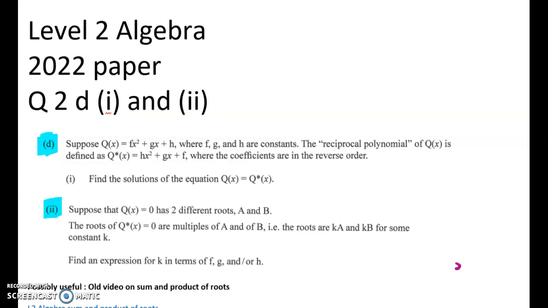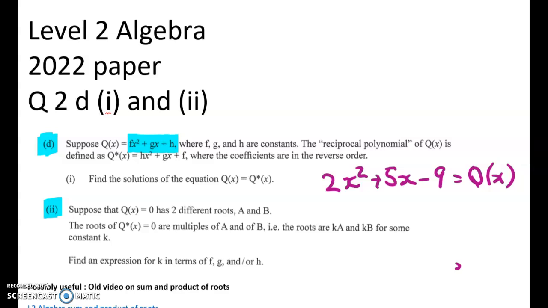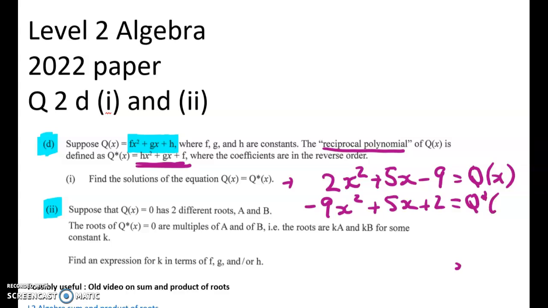We've got Q of x, which is equal to fx squared plus gx plus h. F, g, and h are constants. For example, Q of x could equal 2x squared plus 5x minus 9, right? So that could be Q of x. And then we're told that the reciprocal polynomial is defined as this thing here with the coefficients in the reverse order. So Q star of x in this example would be negative 9x squared plus 5x plus 2. And that's equal to Q star of x.